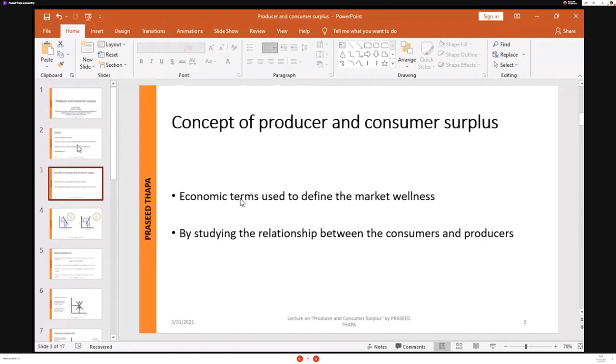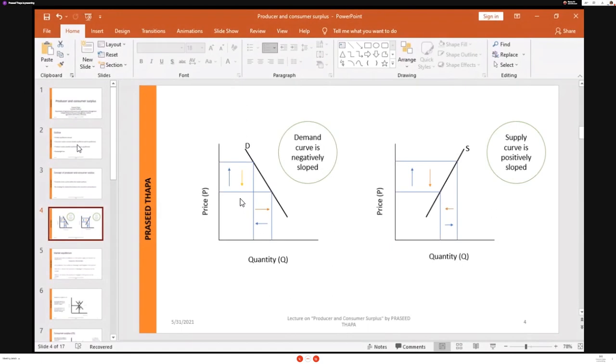Now see here, the graph. We know that demand is negatively sloped. It means that there is an inverse relationship between price and quantity. The first graph that you are able to see on your left hand side is the graph of your demand curve, denoted by D. It means that when price is increased, quantity is decreased, and vice versa. This is what we already studied in our law of demand topic.